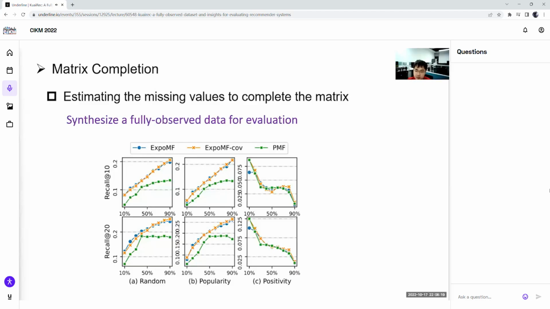We further studied the effect of estimating the missing values, which means completing the partially observed data into an imitative fully observed one. This figure illustrates the performance of the matrix completion on the partially observed data. The training set is the partially observed data and the test set is the unobserved one. We use 3 classic methods to estimate the missing values, and the results show that the models with the ability of debiasing perform better than the others.